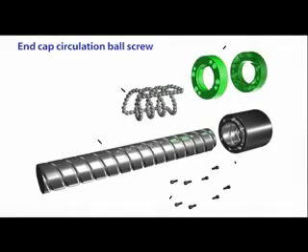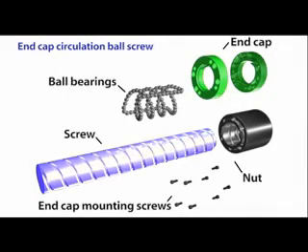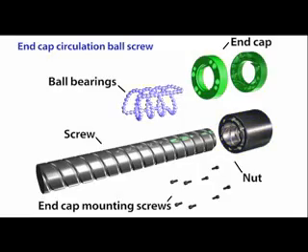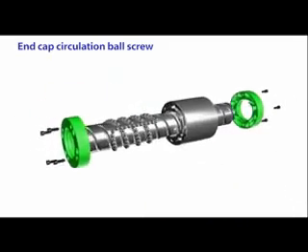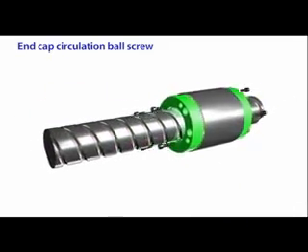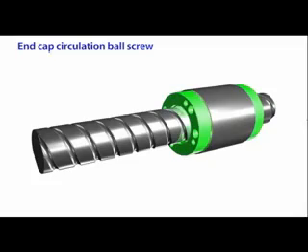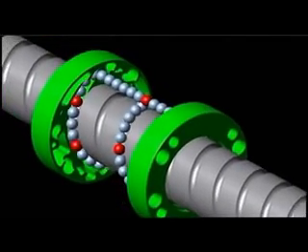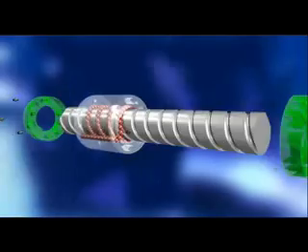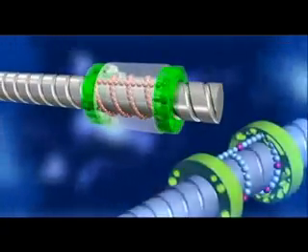End cap circulation ball screws are composed of a screw, nut, ball bearings, and end caps. The bearings remain between the screw and the nut, and the bearings return via a hole made through the end cap and the nut. Because this ball screw design causes the steel bearings to pass through the front and back sections of the nut, it is known as an end cap circulation ball screw.